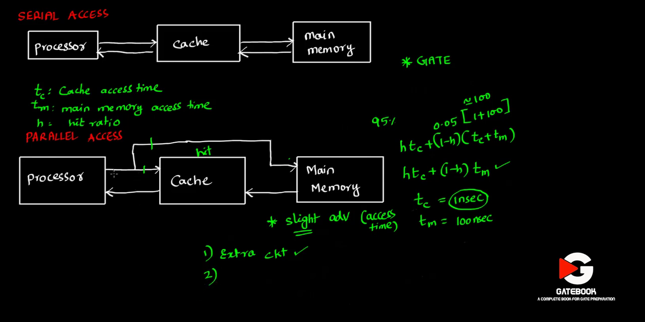Second thing: every time you are accessing the main memory, some signals are propagating through this line, correct? And you are doing some extra activity that consumes power, right? Power is very important. Most of the time in academics we neglect this area, but power consumption is more here.